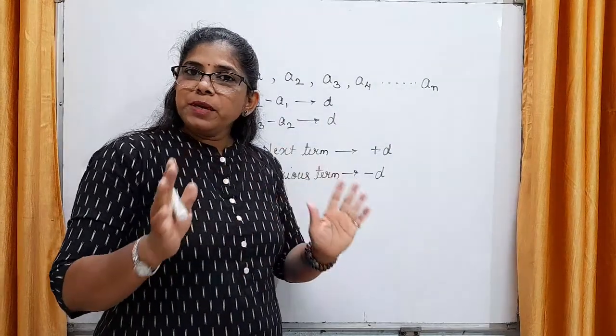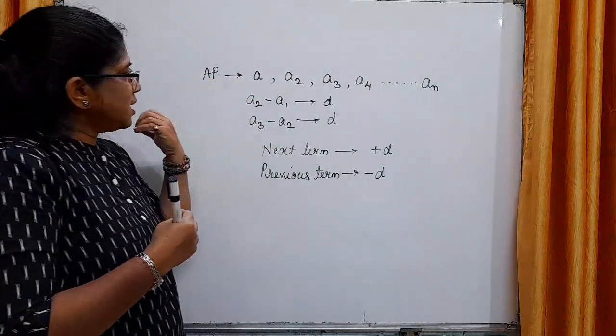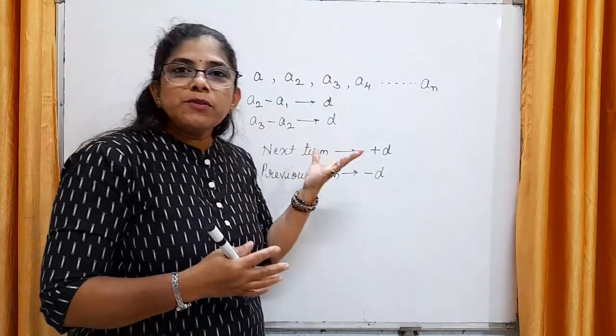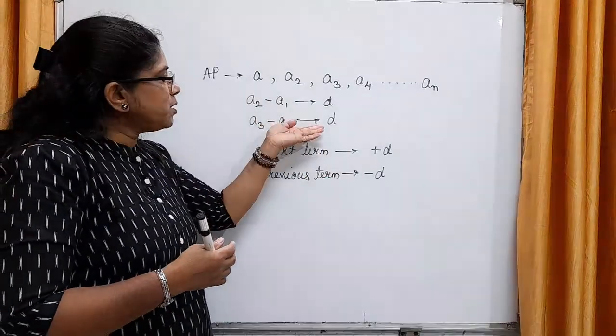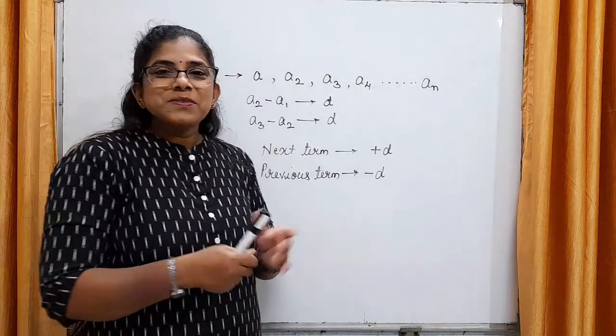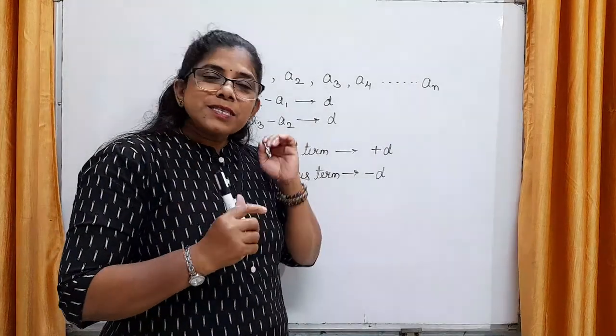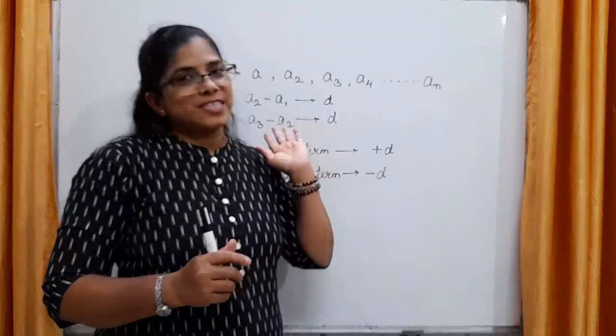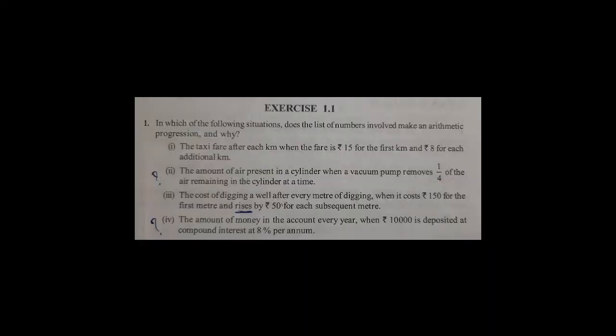So the meaning of AP is clear. Then A is the first term, D is the common difference. How to find the common difference, how to find the next term, how to find the previous term. So let's start with our first exercise. Exercise 1.1, we will start with the first Roman number.